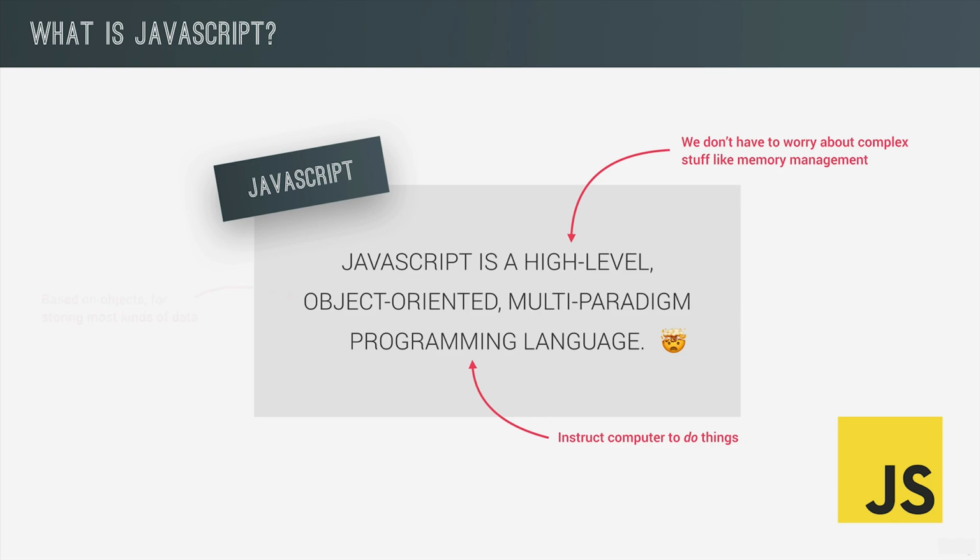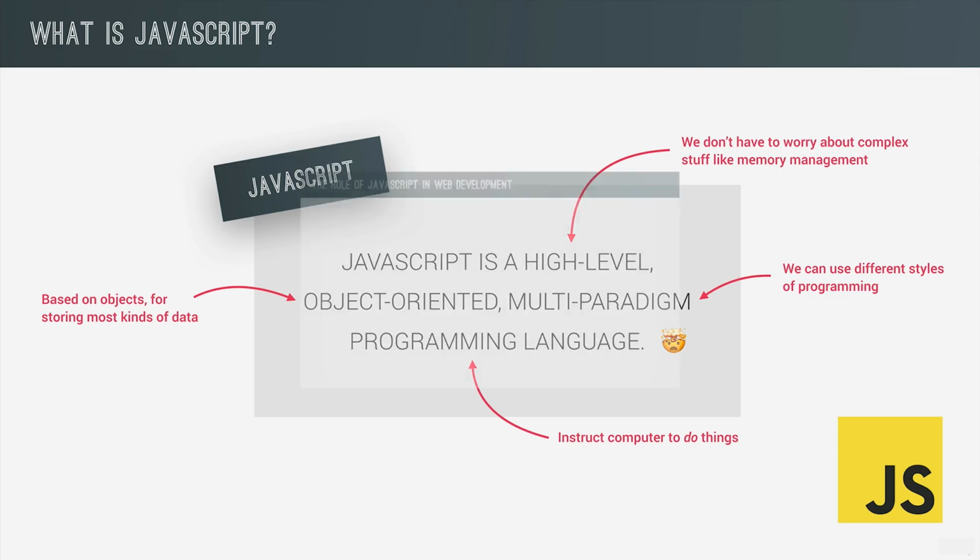Next, I say that JavaScript is object oriented, and all that means is that the language is mostly based on the concept of objects for storing most kinds of data. We will learn all about object-oriented programming throughout this course. Finally, JavaScript is also a multi-paradigm language, meaning that it's so flexible and versatile that we can use all kinds of different programming styles, such as imperative and declarative programming. And these different styles are just different ways of structuring our code, basically. Again, you will learn all about this throughout the course. This is just a first very high level overview, but I hope it's been making sense so far.